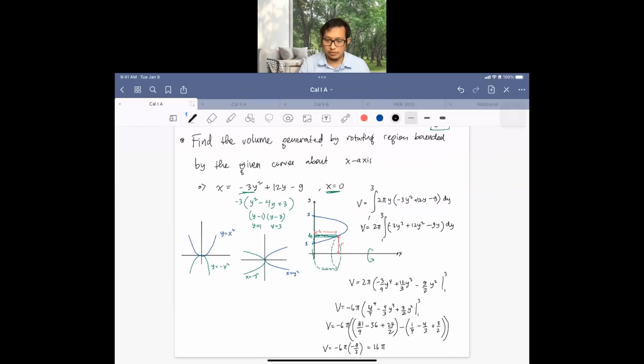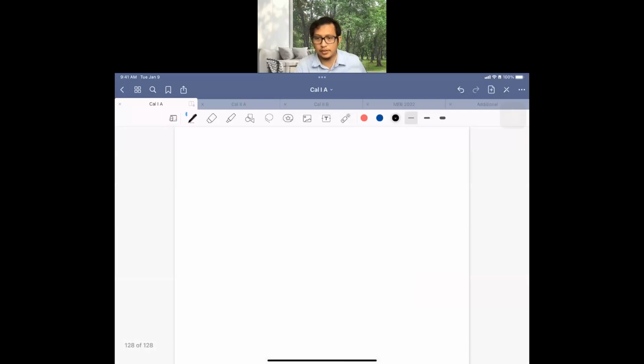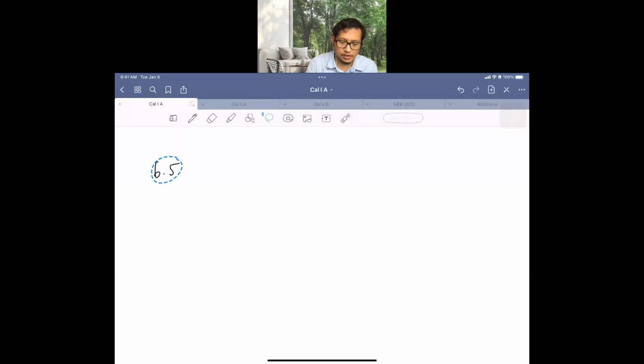Let me take you to the next section, which is the average value of a function. So 6.5. Let me write here to make it clear if you have your textbook. So 6.4, skip. I hope it's clear. And 6.5 will be about the average value of a function.